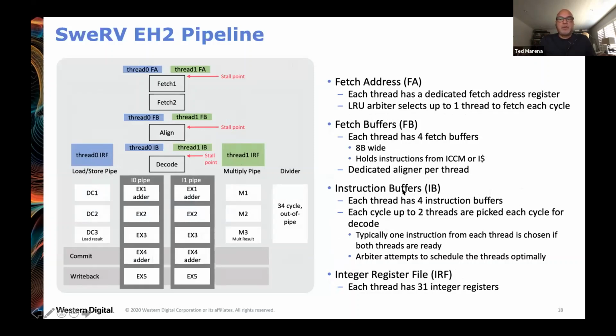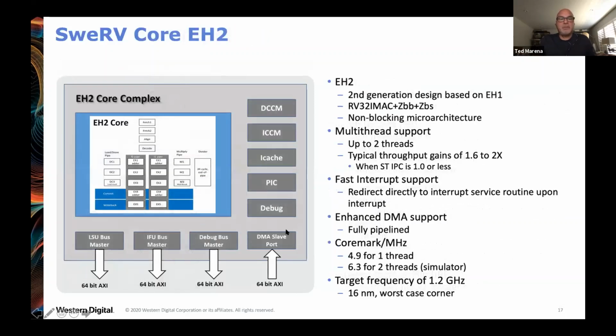Some of the further details here on the instruction buffer: each thread has 4 instruction buffers, and each cycle up to 2 threads. What's interesting here is that one pipe can implement an instruction and a thread, and then that thread can jump over to this pipe if this one's waiting for something. So it's interesting in terms of the flexibility.